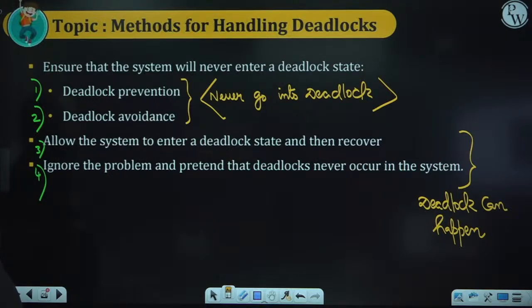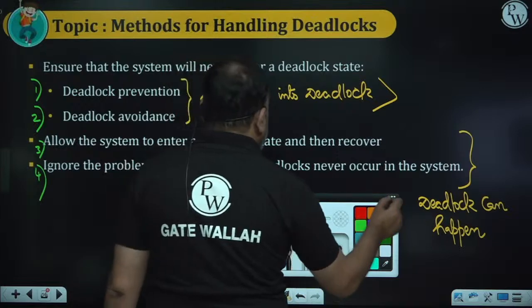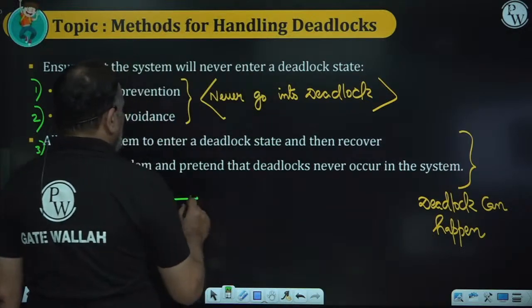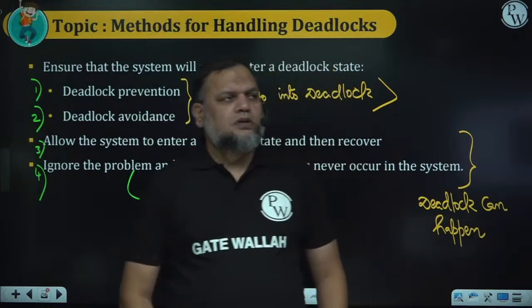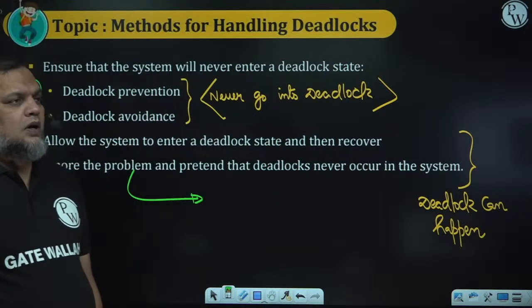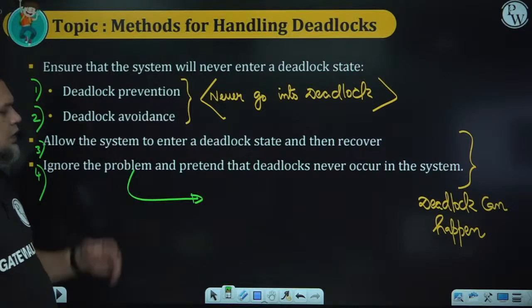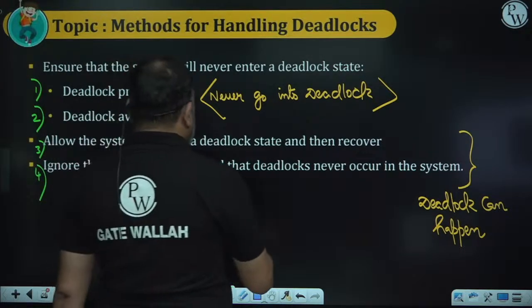The name of the ignorance strategy in the literature. Literature में deadlock ignorance को क्या बोलेंगे हम? Anybody? What is the name given to the ignorance strategy in the literature? Come on, boys and girls. कौन सा algorithm? It is named after a particular algorithm. Deadlock ignorance का नाम है ostrich algorithm.